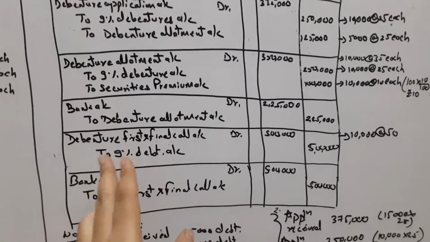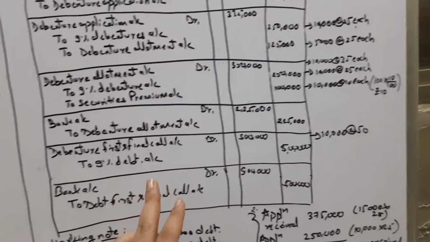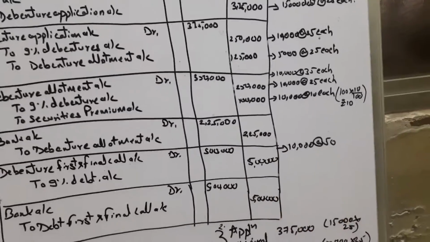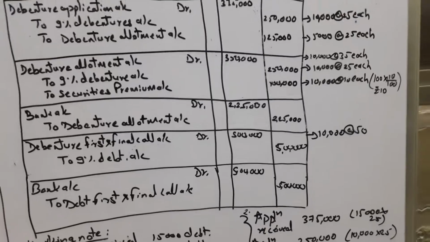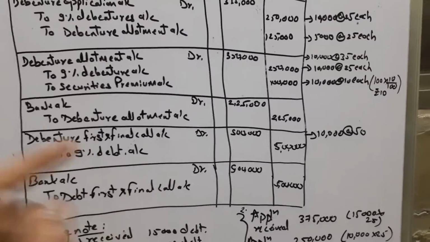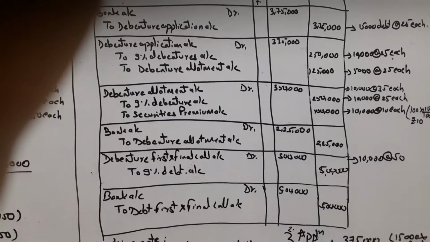First is your due entry. Debenture first and final call account debited with 5 lakh to 9% debentures account. How this 5 lakh? 10,000 debentures multiplied by 50 rupees. This is the balance amount. Then the last is your bank account debited to debenture first and final call with 5 lakh rupees. The amount which has been due is now received.